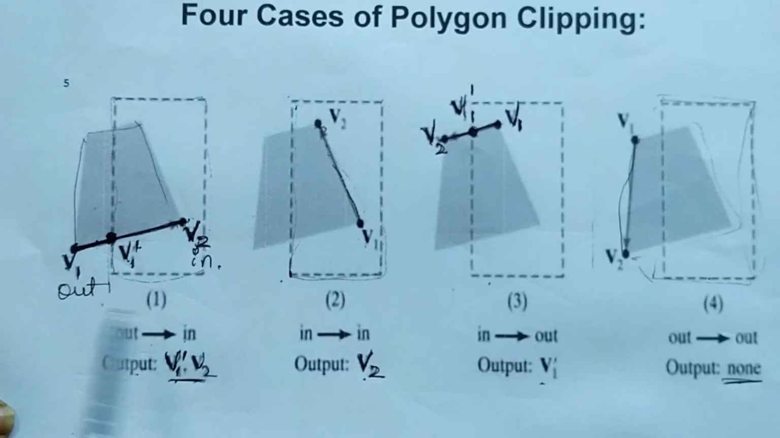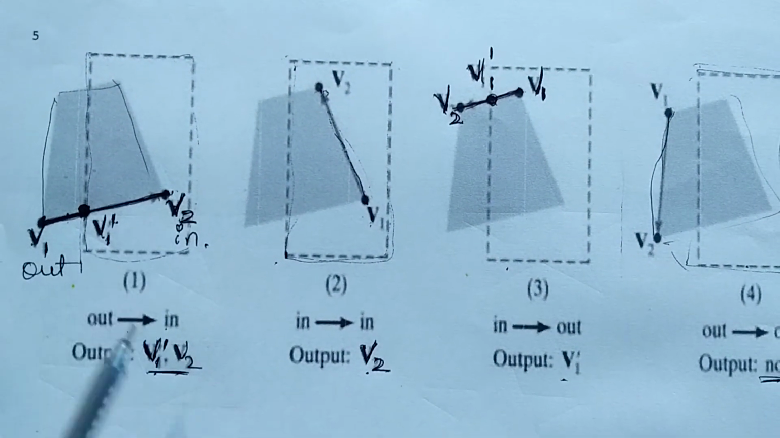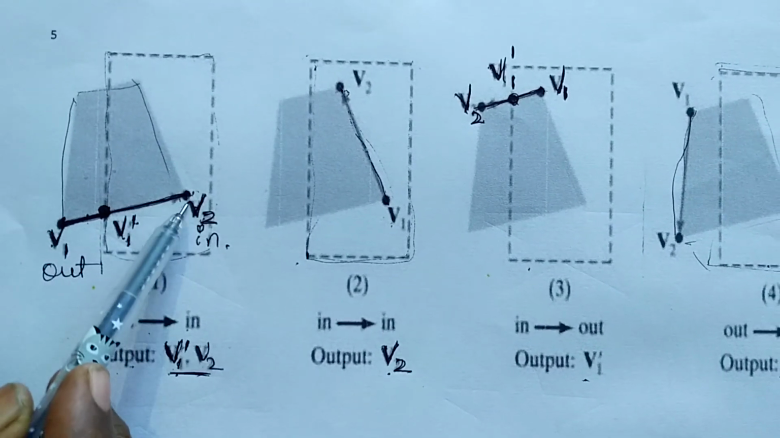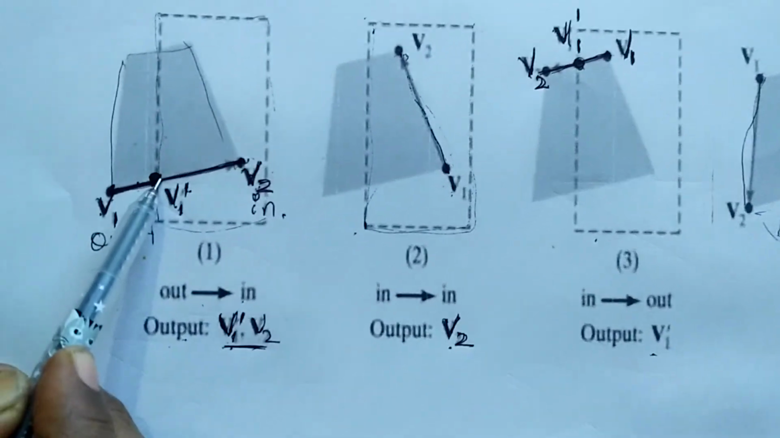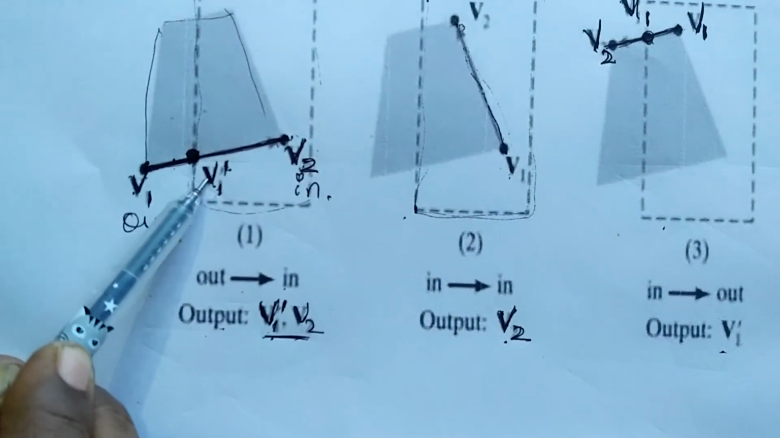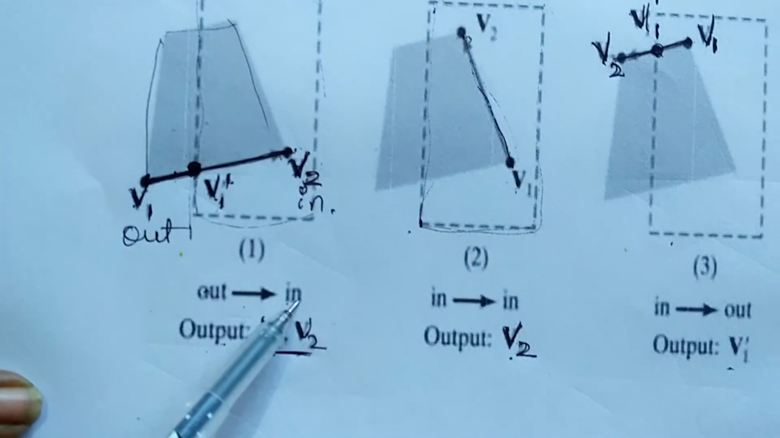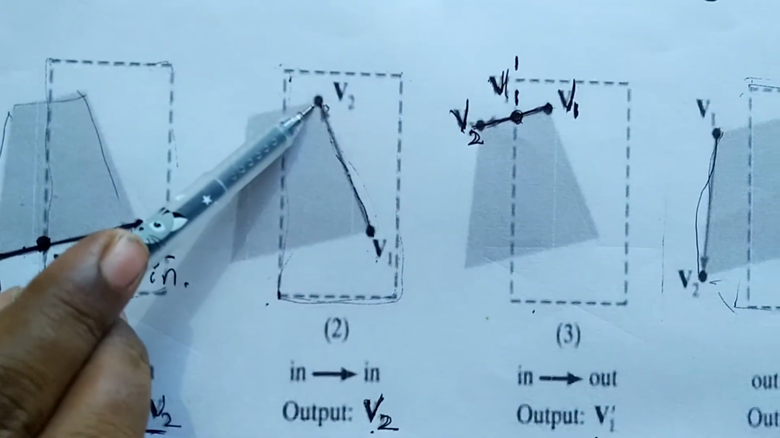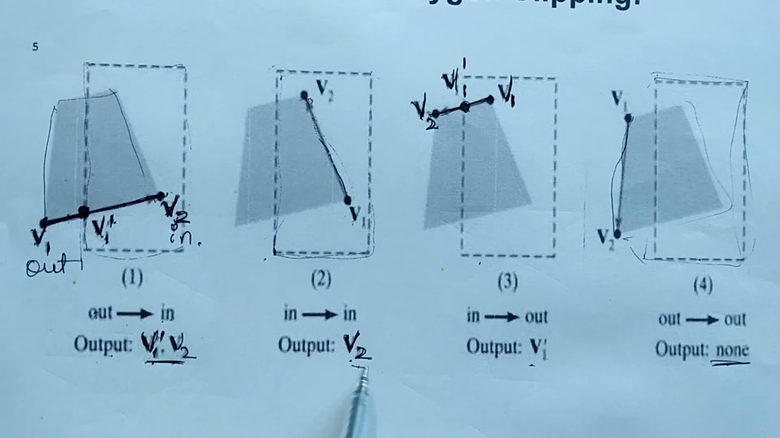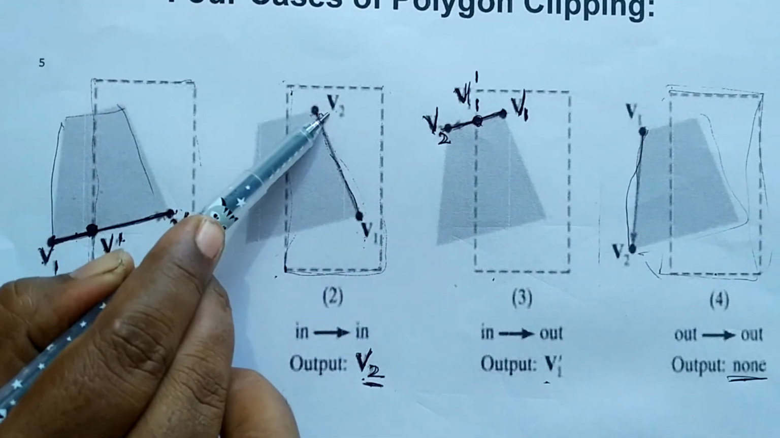I'll repeat once again. If the edge is out to in, we need to save V1 dash and V2. V1 and V2 are the vertices, and V1 dash is the new intersection of the edge. So we need to save V1 dash and V2 when the edge of the polygon is out to in. Second case, if the edge of the polygon is completely inside the clipping window, we need to save only V2. We don't want V1, only V2.